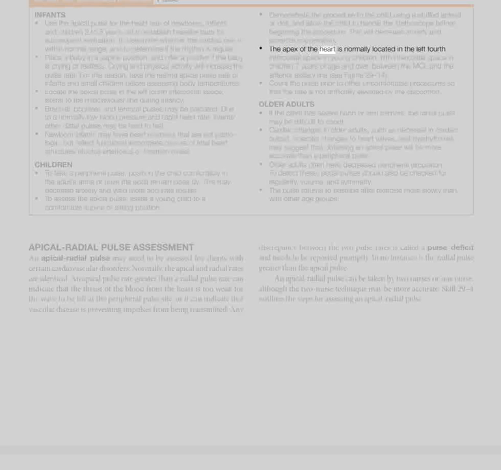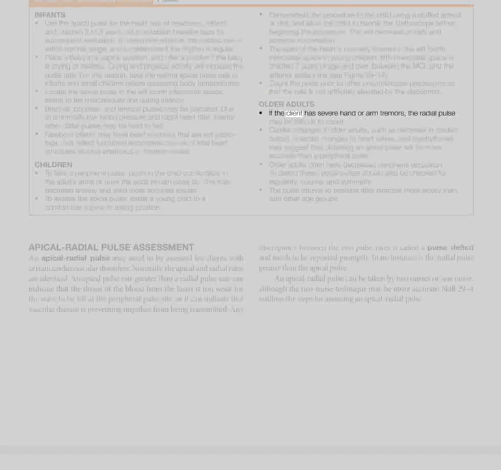The apex of the heart is normally located in the left fourth intercostal space in young children, and the fifth intercostal space in children 7 years of age and over, between the MCL and the anterior axillary line. See Figure 29-14. Count the pulse prior to other uncomfortable procedures so that the rate is not artificially elevated by the discomfort.